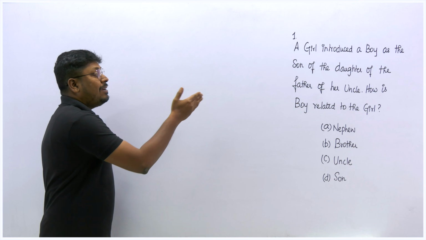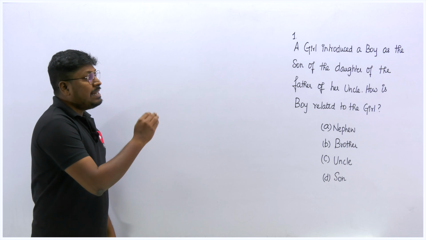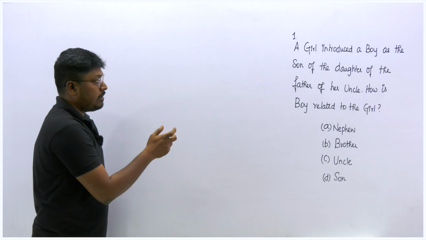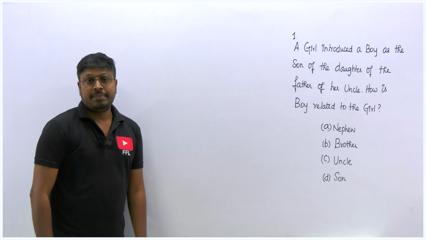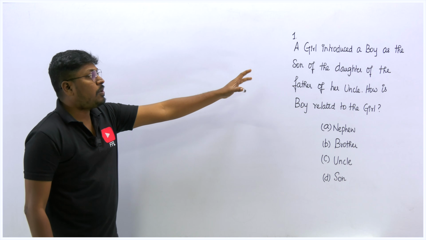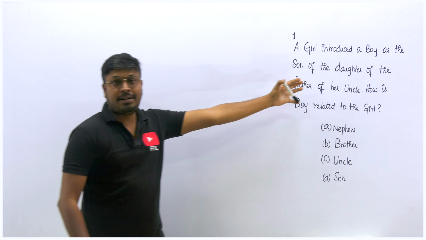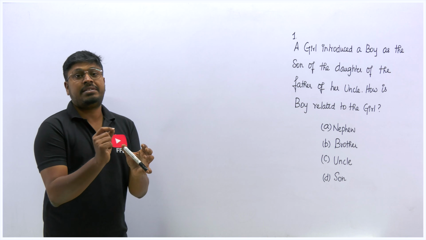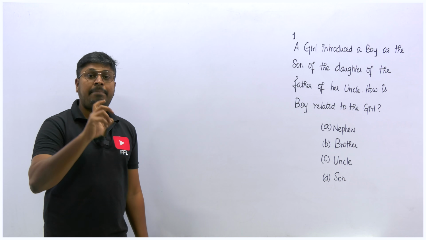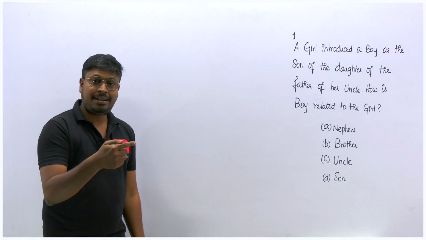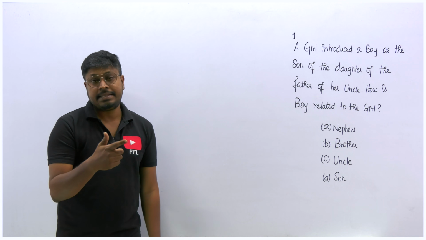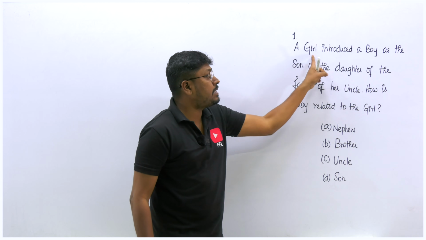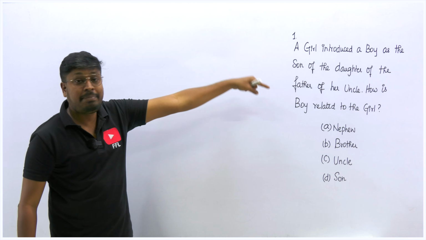Now let me move on to the question that is based on pointing to a photograph without my. Here is the first question. A girl introduced a boy as the son of the daughter of the father of her uncle. How is the boy related to the girl? So the question is like pointing to a person, because a girl is pointing to a boy and she is explaining the complete sentence, right? So first check whether we have the word my in the question.